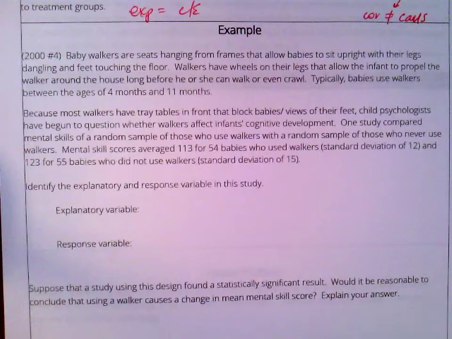And they measured mental skill scores averaged 113 for the babies who used the walkers and 123, slightly higher, for the babies who did not use the walkers. All right, so identify the explanatory and response variable in the study.